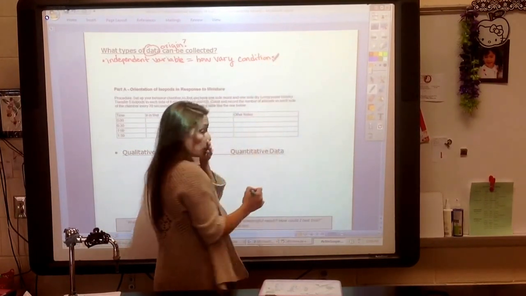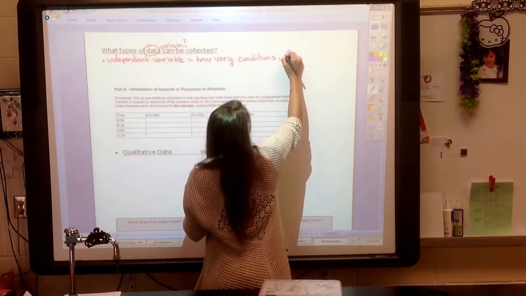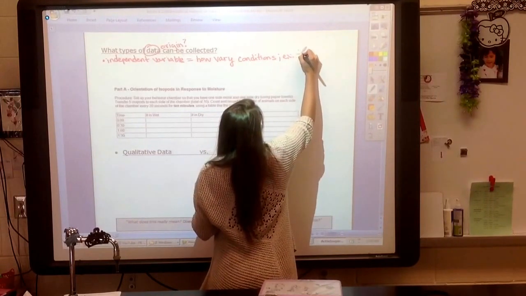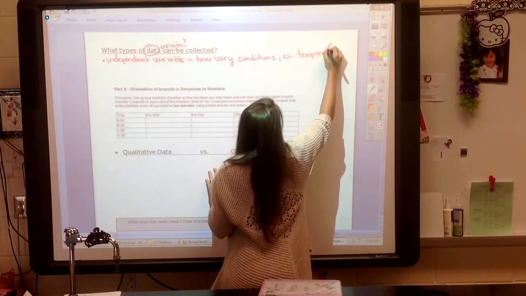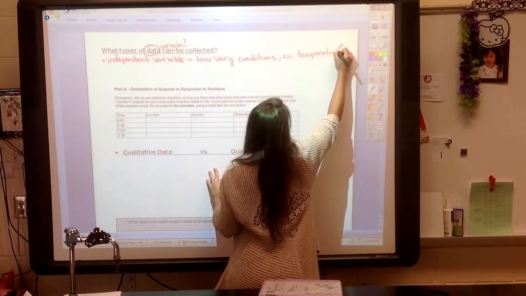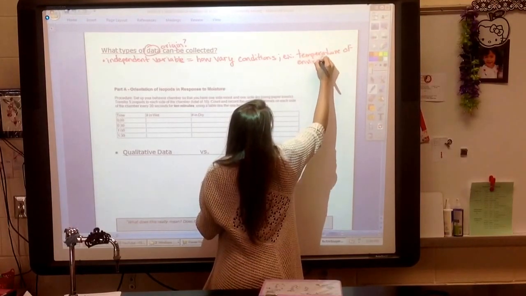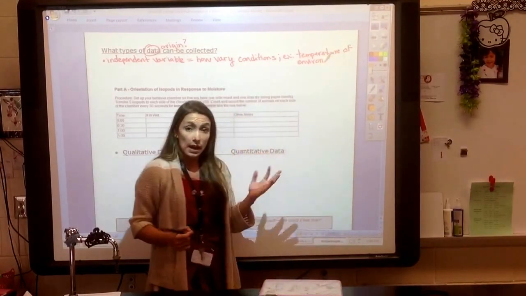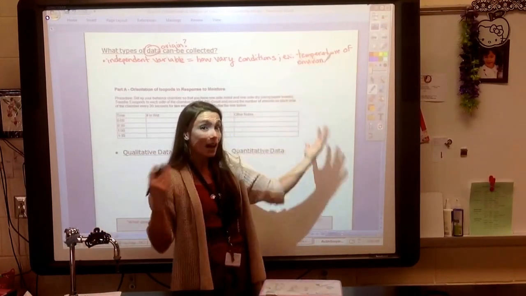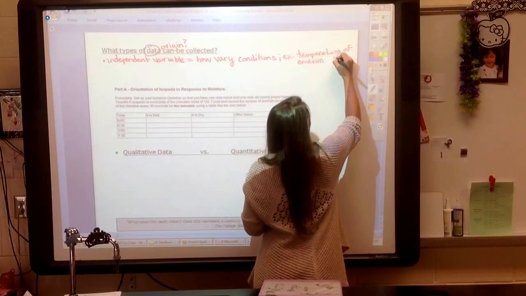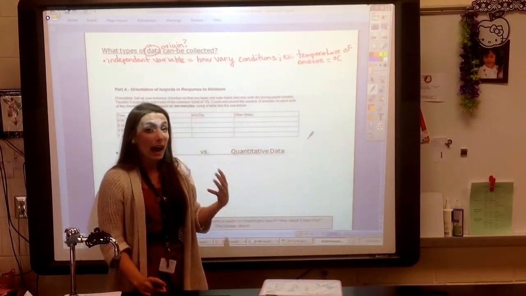So for example, with the roly-polies, you might vary the temperature of the environment. Now, that will preferably be a number. Preferably you won't say hot or cold. Preferably it will be a number, like in degrees Celsius. And those are data points.